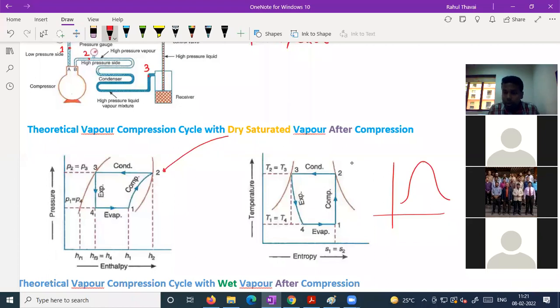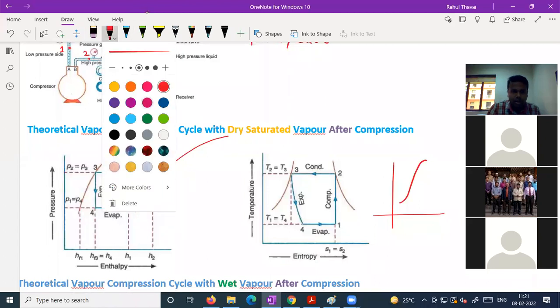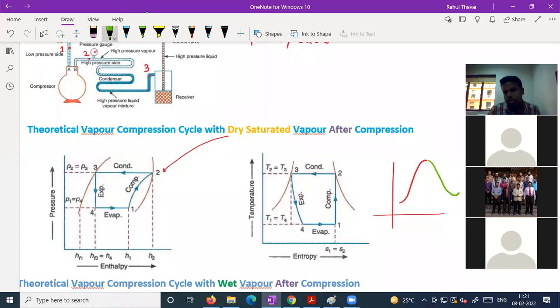So if any point is lying on the right-hand side of the curve, I'll show it in a different color. This is the left-hand part, and I will show you the right-hand side of the curve. All of you see this. If any point is lying on the green region, then it is said to be dry saturated.